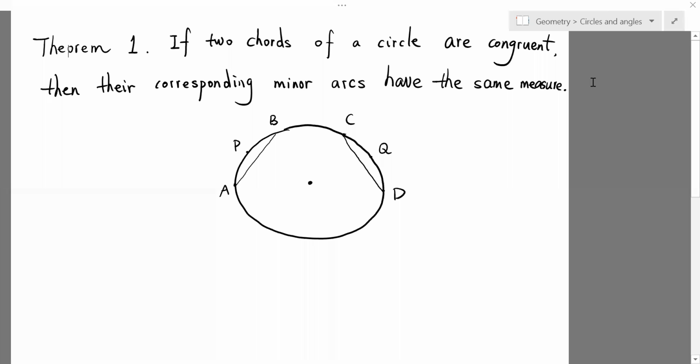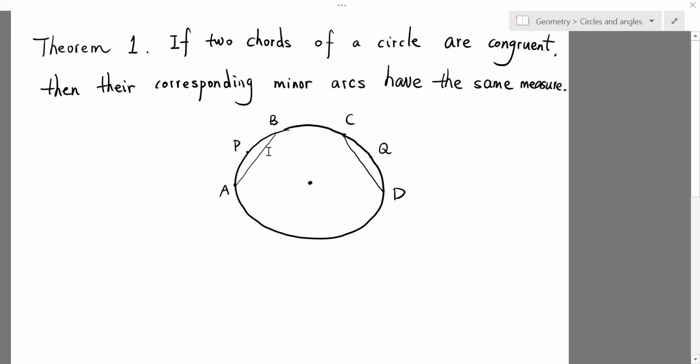Now, to familiarize ourselves with the terminology, the notions, and the relations that we have just reviewed, we're going to work on the following theorem as a practice on working with all these notions that we have just introduced. So the theorem says, if two chords of a circle are congruent, then their corresponding minor arcs have the same measure. So for instance, let's look at the figure down there, which is elucidating the theorem.